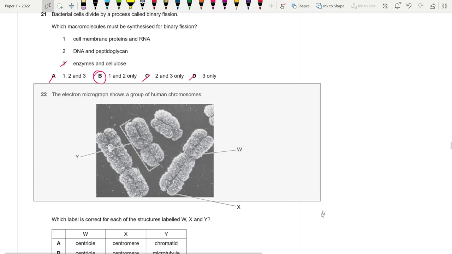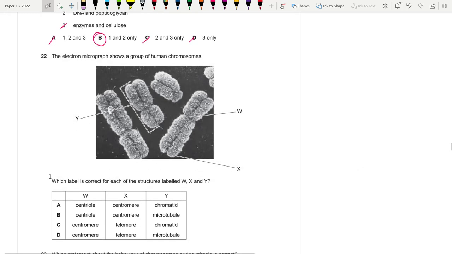22. The electron micrograph shows a group of human chromosomes. Which label is correct for W, X, and Y? So W is basically the centromere, okay? W is basically the centromere. X is at the end of a chromatid. X is basically, what is it? X represents the telomere, right? And what about Y? Y represents the whole thing, right? So it represents one of the parts of a chromosome, that is one chromatid. So 22 should logically be C.